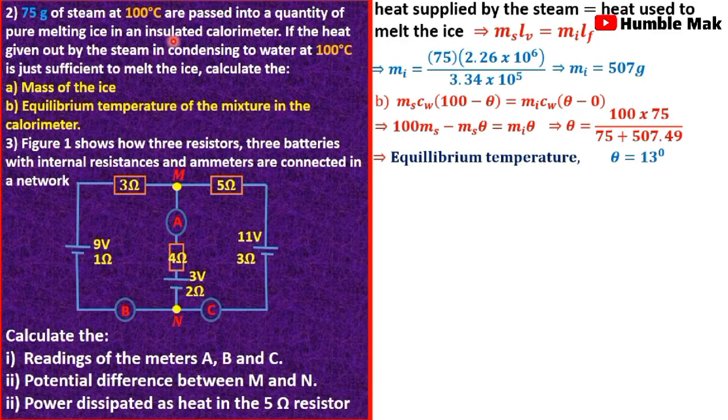Okay. Now, question 3 reads that figure 1 shows how 3 resistors, 3 batteries, internal resistances and ammeters are connected in a network.